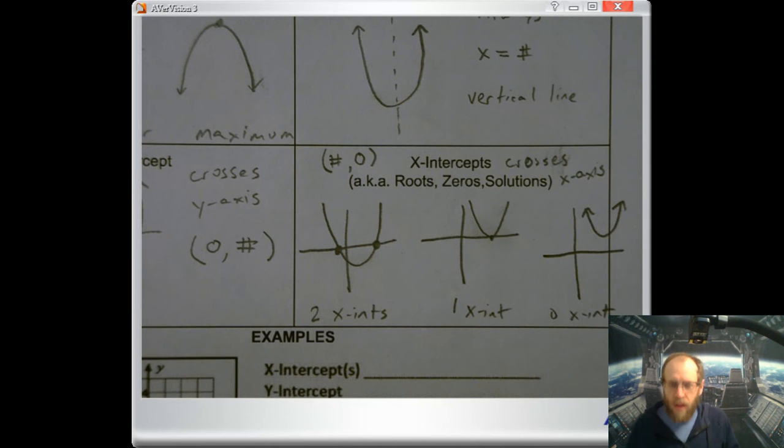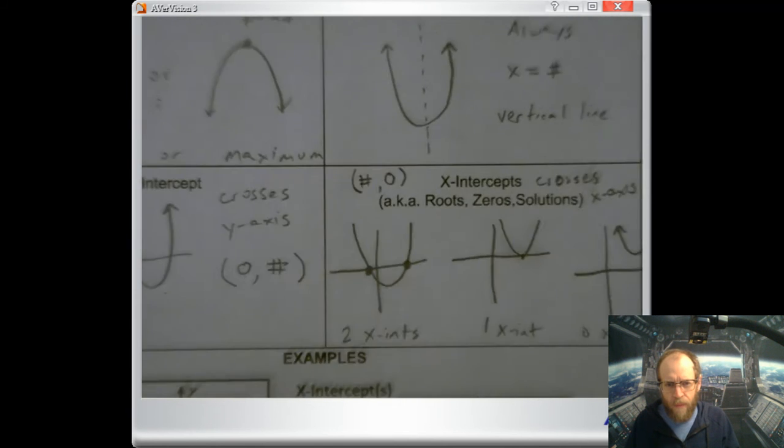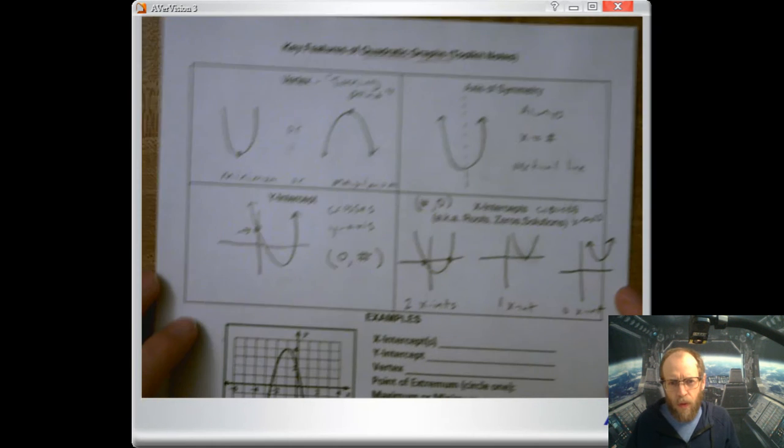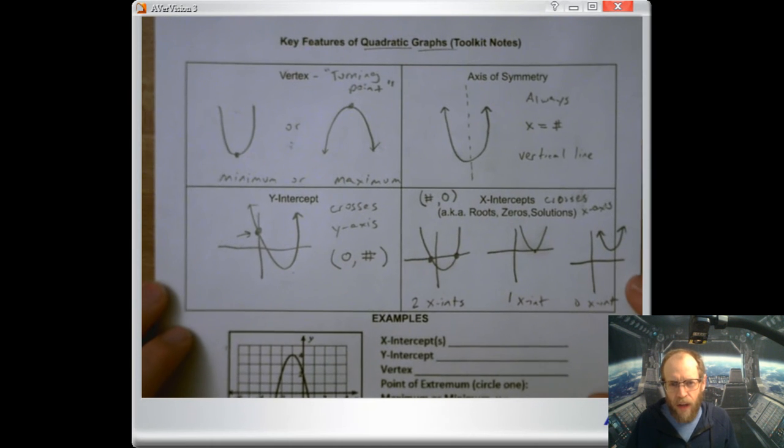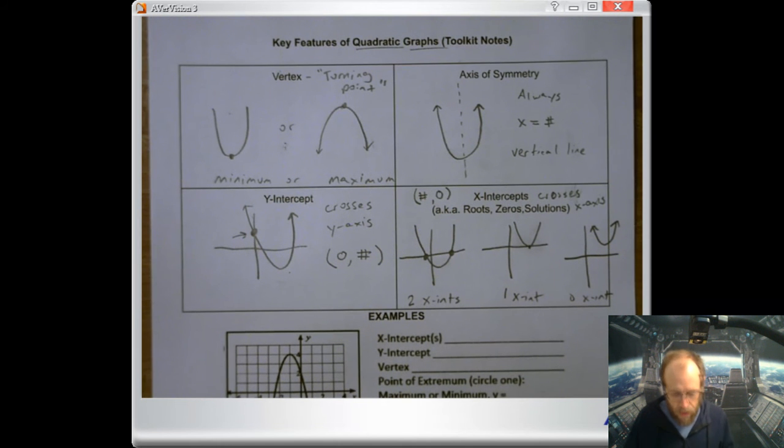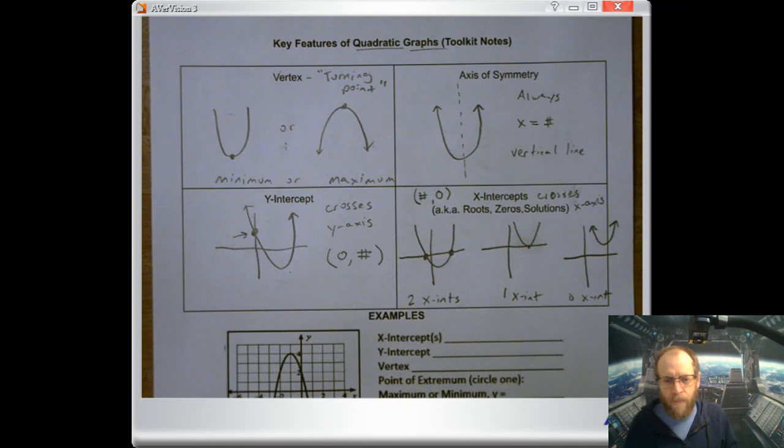Okay, so pause this, write some of this stuff down if you need to. I'll zoom out a little bit. So pause it right there, write down all these things on a sheet of paper before we move forward.